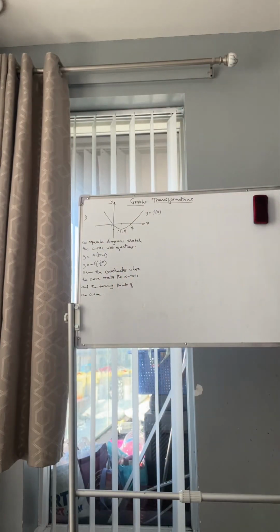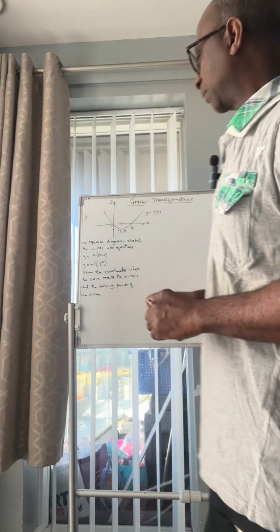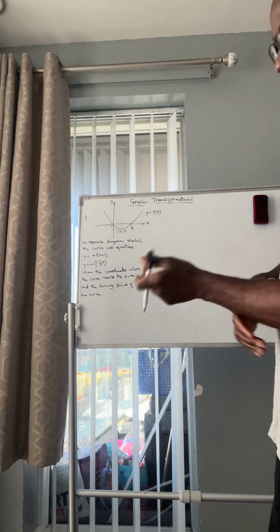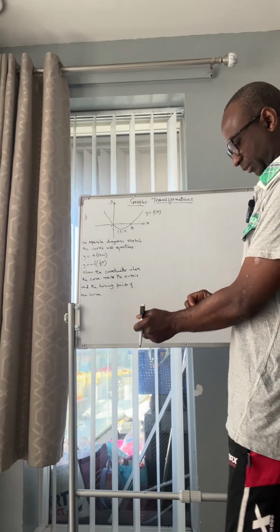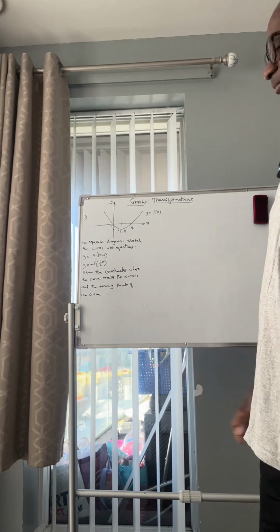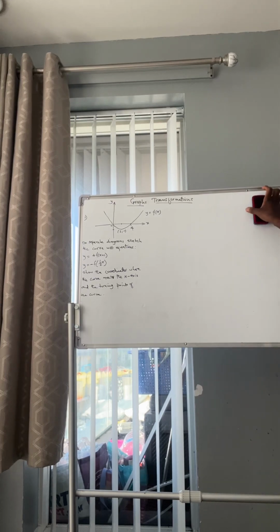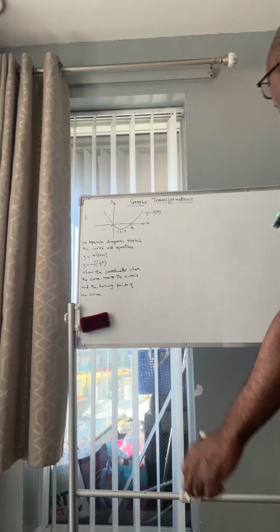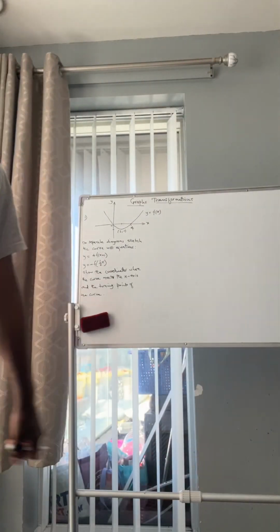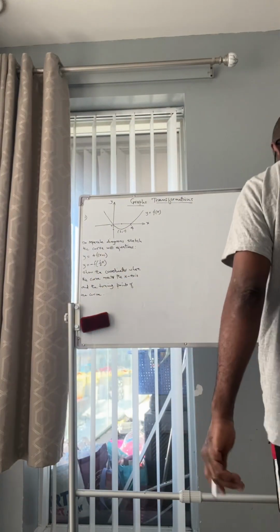We are looking at graph transformations. We've done a lot of graph sketching of cubic graphs and quartic graphs, and now we are looking at graph transformations. We did the introduction yesterday, and we stated that there are four or five basic things to consider in graph transformation.